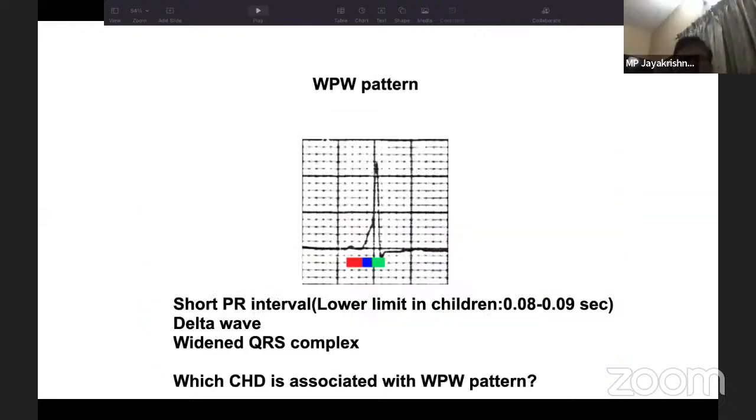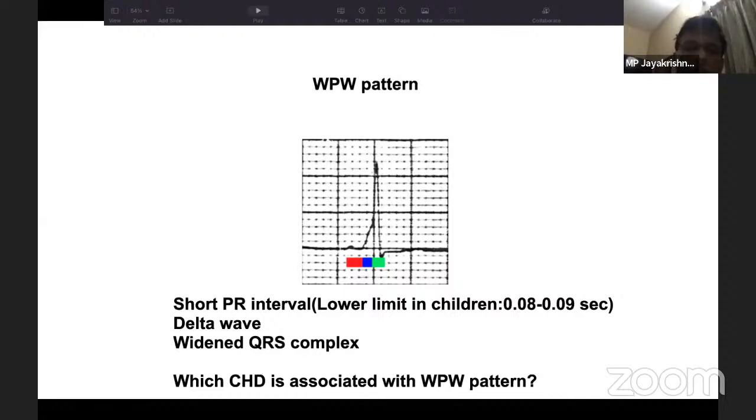So when do you call this a WPW syndrome? WPW syndrome is Wolff-Parkinson-White syndrome. I've written there Wolff-Parkinson-White pattern. You call it a pattern when the child is not symptomatic. You call it a syndrome when the child presents with a problem, like a supraventricular tachycardia, like what happened in this child. This child came in shock. The child was having a supraventricular tachycardia, SVT, which was treated and reverted back to normal rhythm. So that is WPW syndrome.